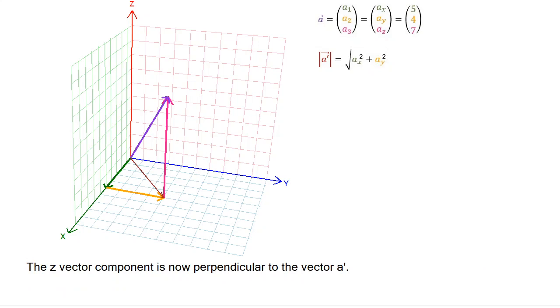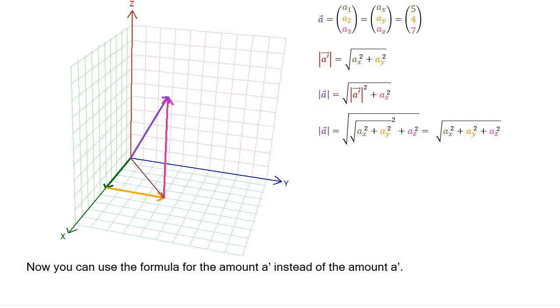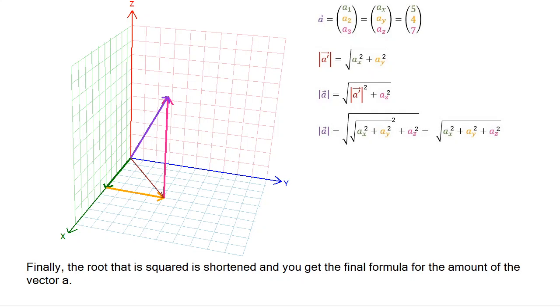The z vector component is now perpendicular to the vector A'. With the z vector component and the amount A', the amount of the vector A is calculated using the Pythagorean theorem. Now you can use the formula for the amount A' instead of the amount A'. Finally, the root that is squared is shortened and you get the final formula for the amount of the vector A.